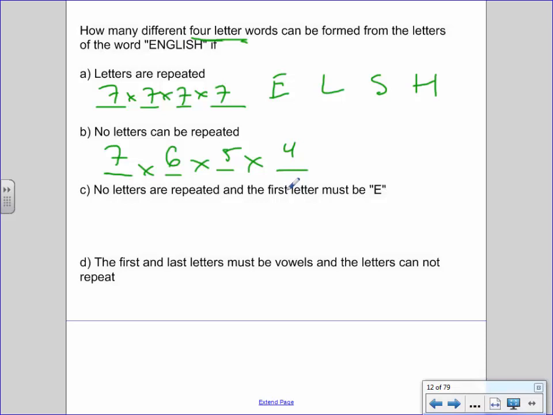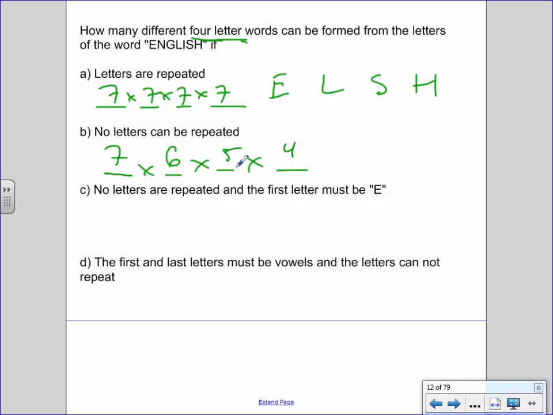I'm stopping at 4 because of the 7 letters that I had, I picked 4 of them. 3 of them, I guess, aren't being used. Do you see how this changes the math a little bit, though? Here, if I can repeat letters, it's different than if once you use it, it's out.